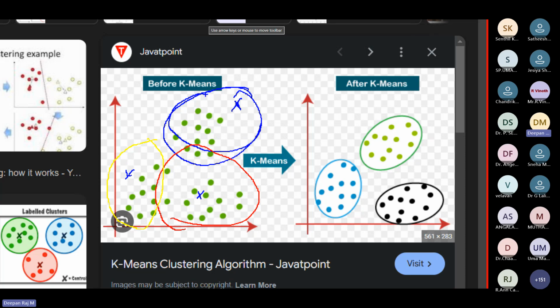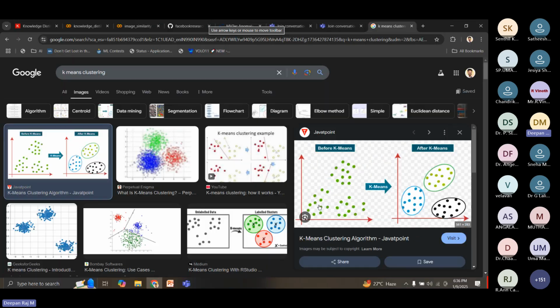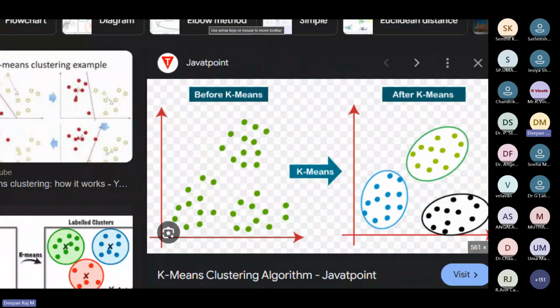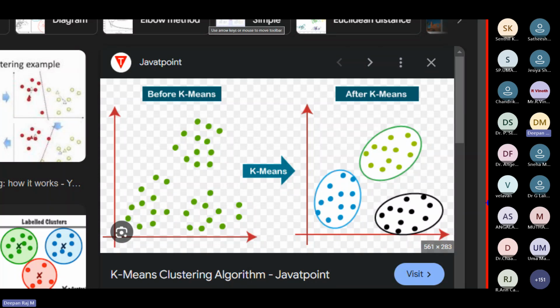Now with this data in hand, we will again calculate the mean distance and find the central node. Let's say this is the center node for this particular cluster, and this is the recreated center node, and this is the recreated center node. Once the recreation is done, I'll again do a clustering. Now the clustering will become even more proper. Likewise, with many iterations, you can cluster things in a much better way.